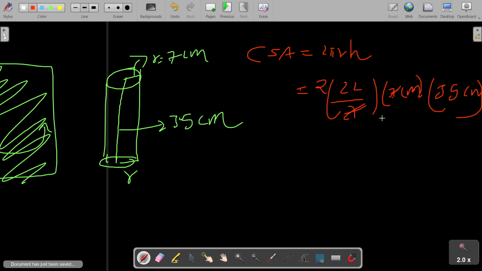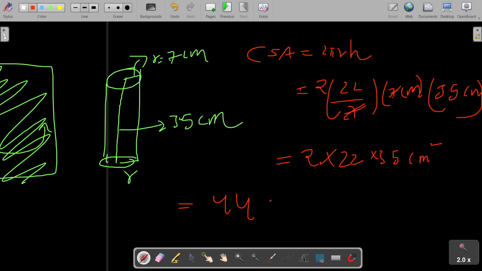So this 7 gets cancelled, and 2 times 22 times 35 centimeters squared. This is 44 times 35.